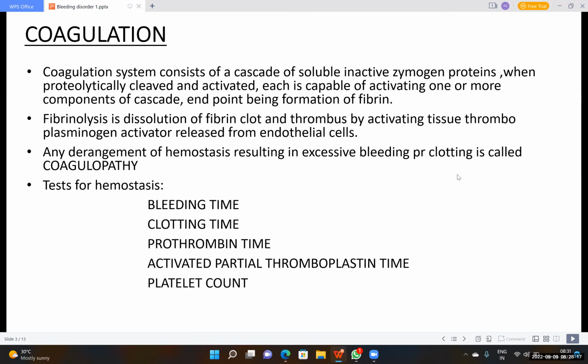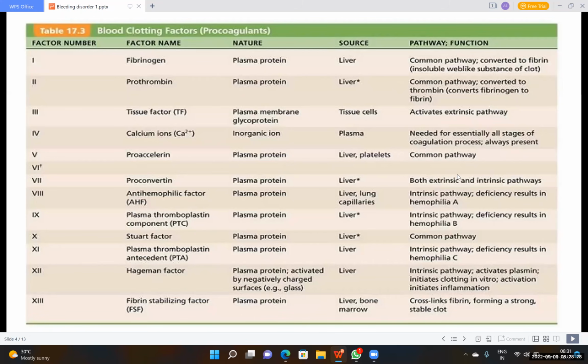Now, there are certain tests for hemostasis. We can do bleeding time, clotting time, prothrombin time, activated partial thromboplastin time, and platelet counts. These are the clotting factors: fibrinogen, prothrombin, tissue factor, calcium ions, proaccelerin, proconvertin, antihemophilic factor, plasma thromboplastin component, Stuart factor, plasma thromboplastin antecedent, Hageman factor, and fibrin stabilizing factor. Most of them are formed in liver cells, except some like tissue factor in tissue cells. Some are also formed in lungs and in bone marrow.